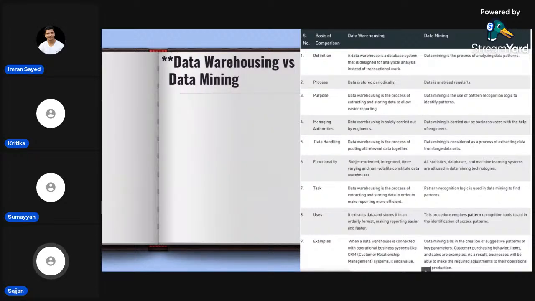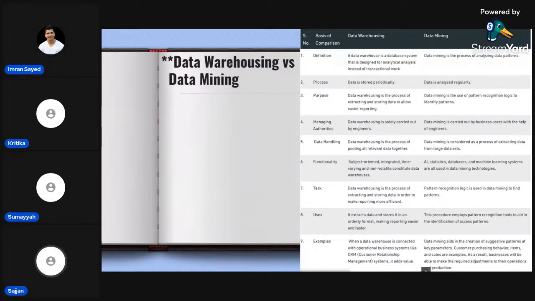Data mining uses pattern recognition logic to identify patterns. Data warehouse is solely carried out by engineers. Data mining is carried out by the business user with the help of engineers. Subject-oriented, integrated, time-varying, and non-volatile constitute data warehouse. AI, statistics, database, and machine learning systems are all used in data mining technology.